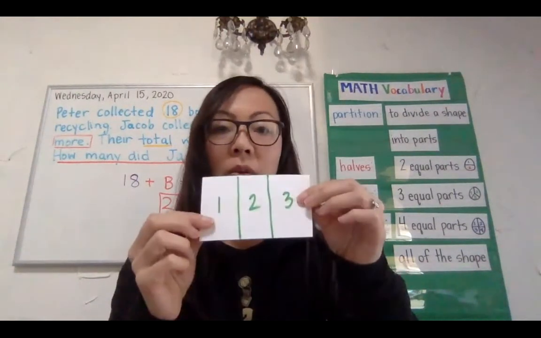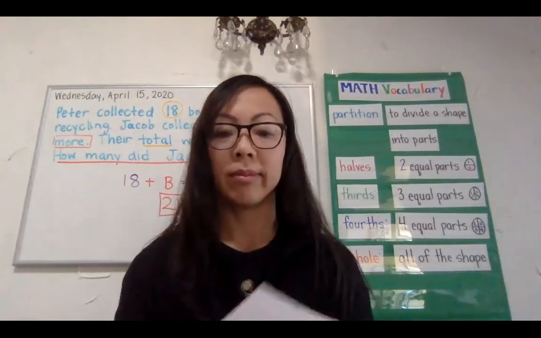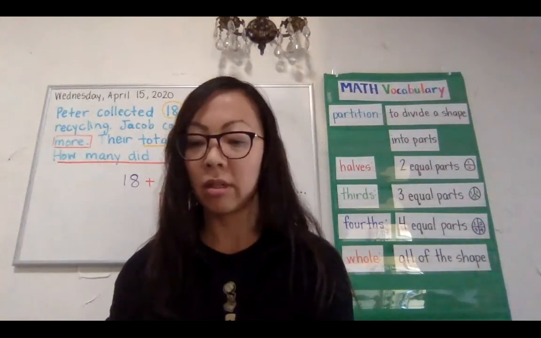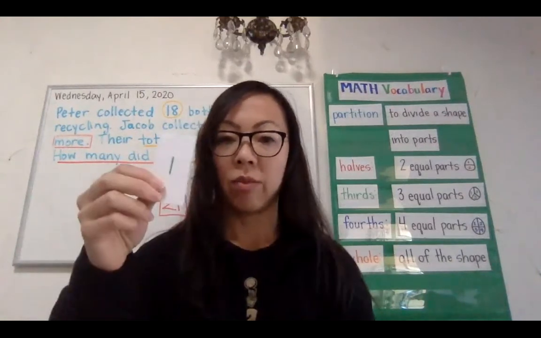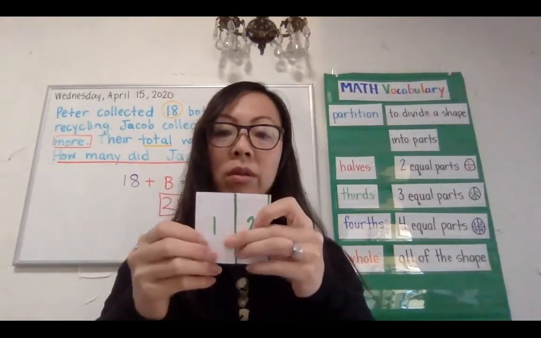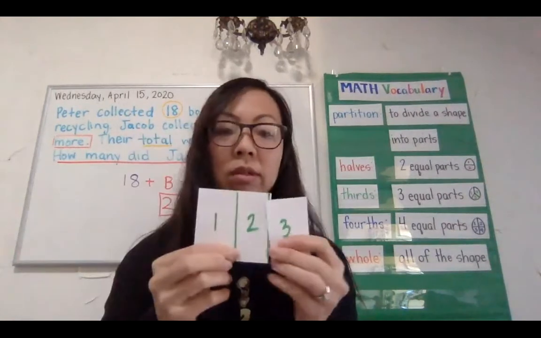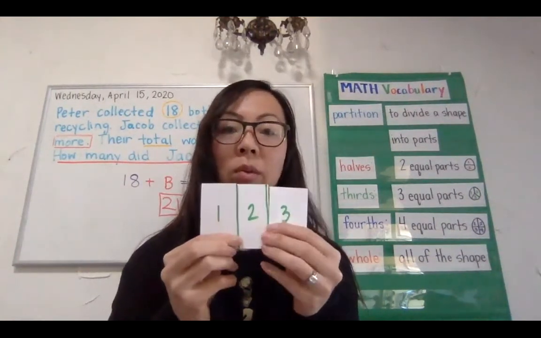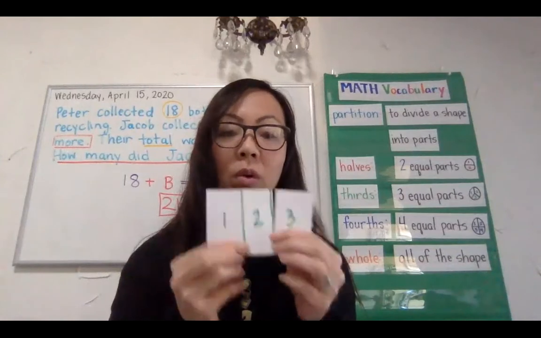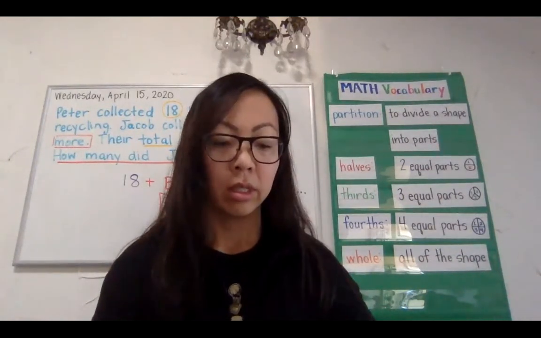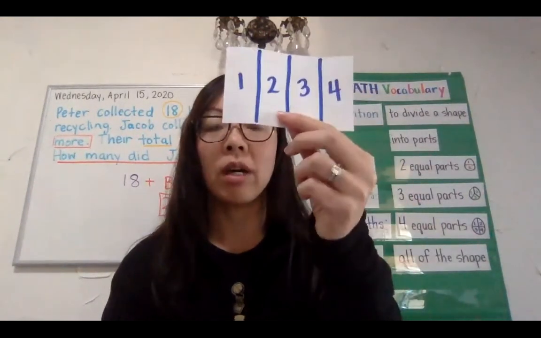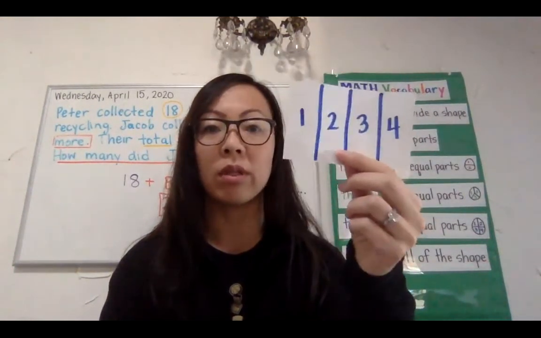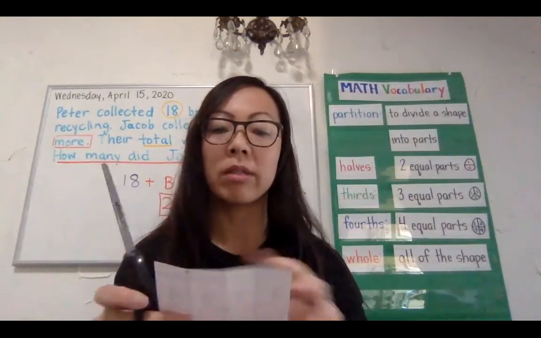Now what about 3 equal parts? Do you remember what those are called? You got it, those are thirds. So let's take a look at our thirds. Here I have 1/3, 2/3, 3/3. And when I put them all together, what do I get? One whole, that's right. All right, what about if I want to cut them into fourths? I'm partitioning my whole into fourths. I'll have 4 equal parts.